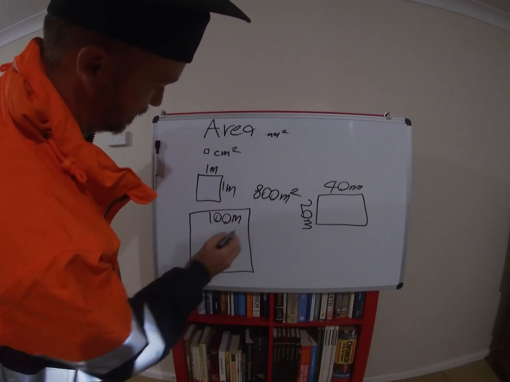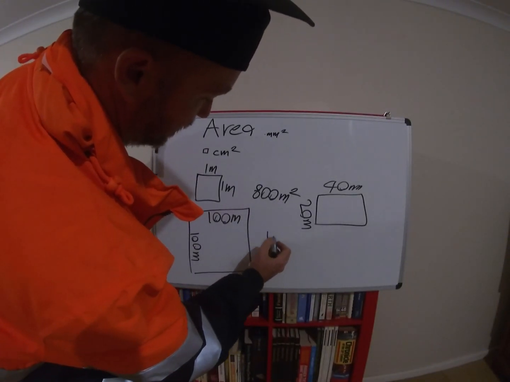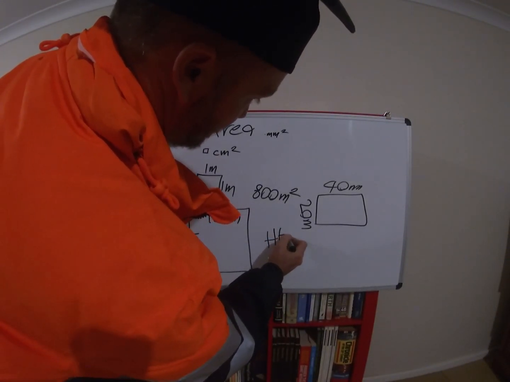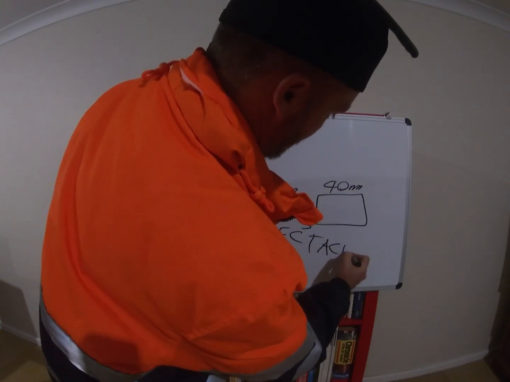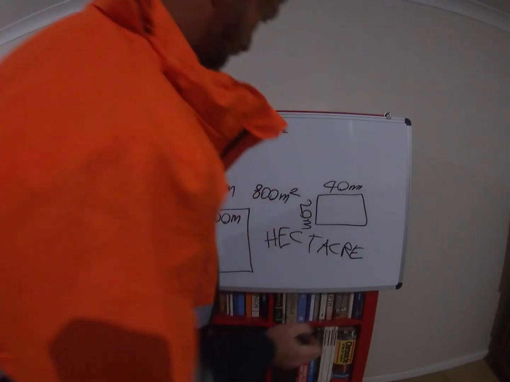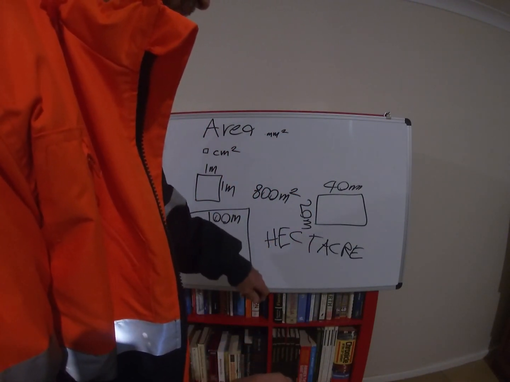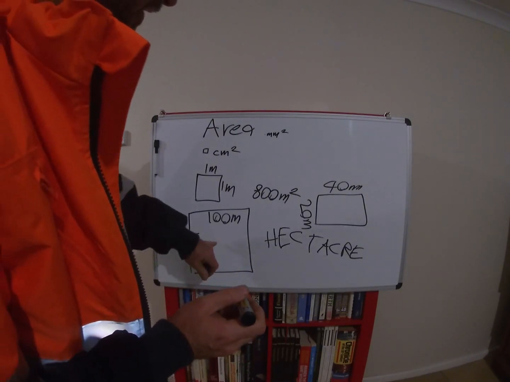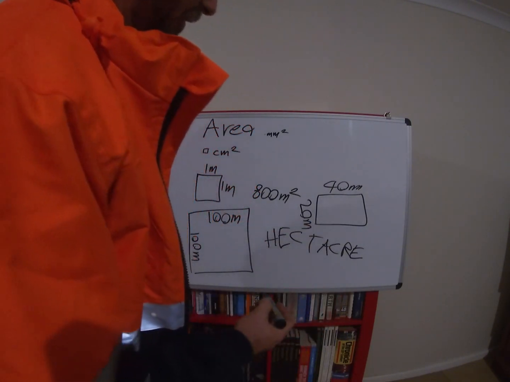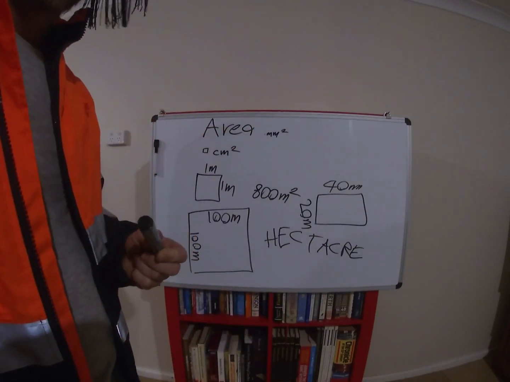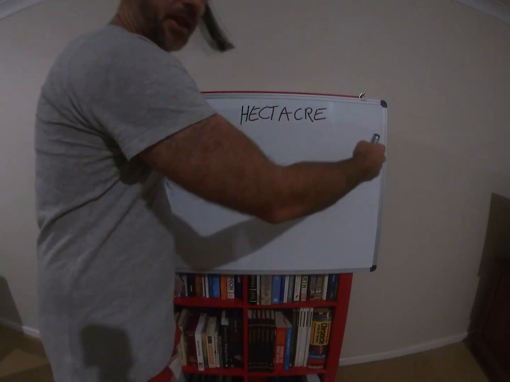It's 100 meters by 100 meters. A-C-R-E. A hectare. So this is what we'd measure the size of farms in. And there are 100 of those per square kilometre. Okay, so we covered the hectare.